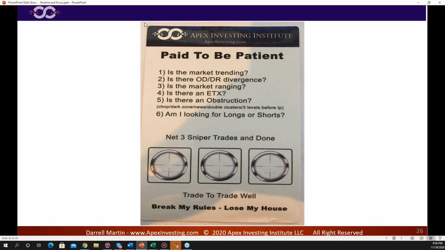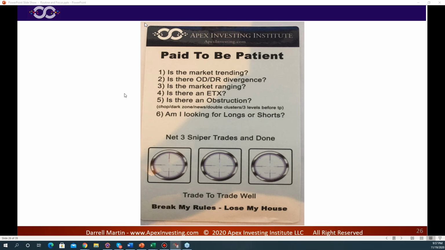So the market's trending up, right? What kind of trades are you looking for? Well, overall, you're looking for long trades. So do you need to be freaking out and have your hand on the button and your heart racing every time a bar closes short?